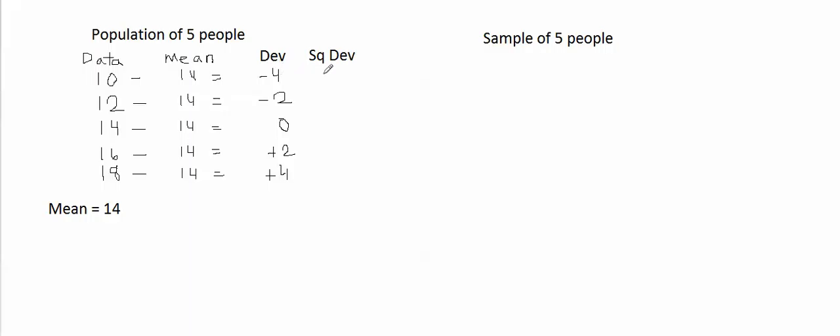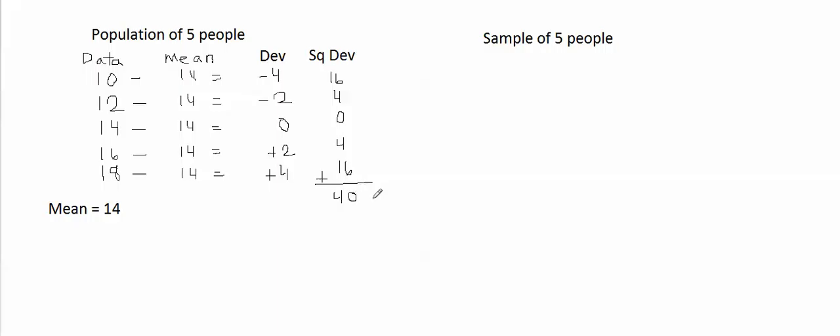-4 times -4 is 16. -2 times -2 is 4. 0 times 0 is 0. 2 times 2 is 4. And 4 times 4 is 16. Remember, the next step is adding the squared deviations. These add up to 40.